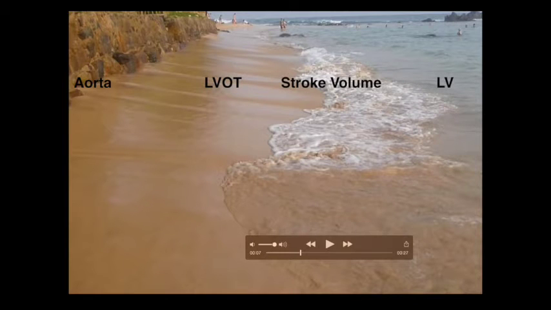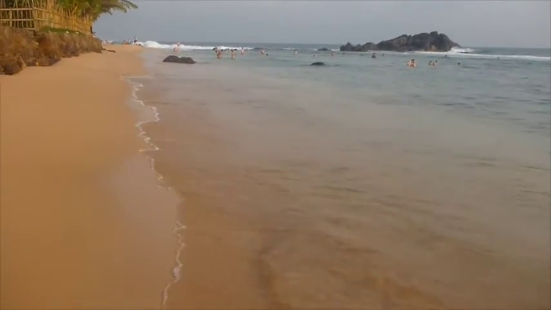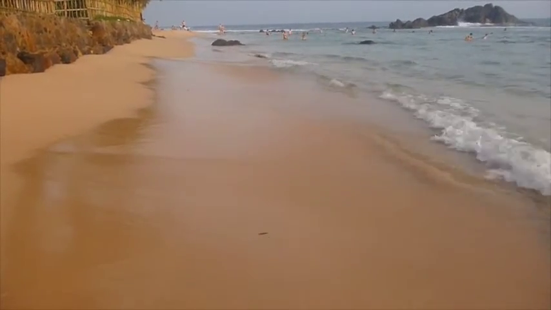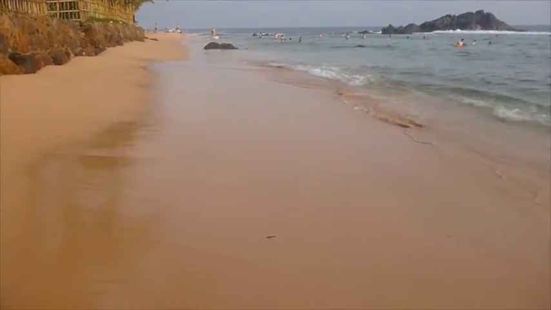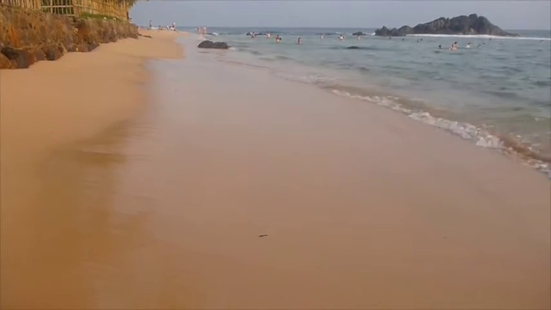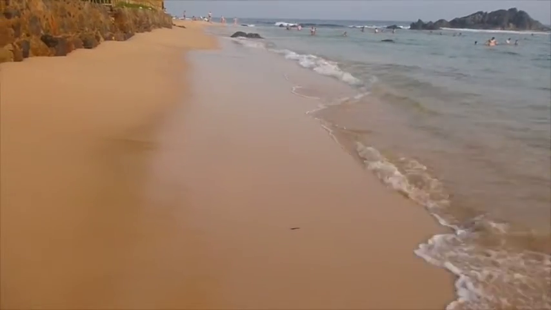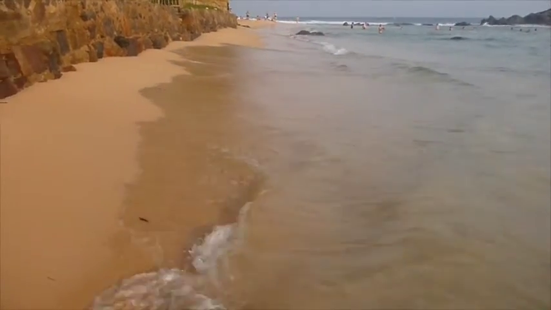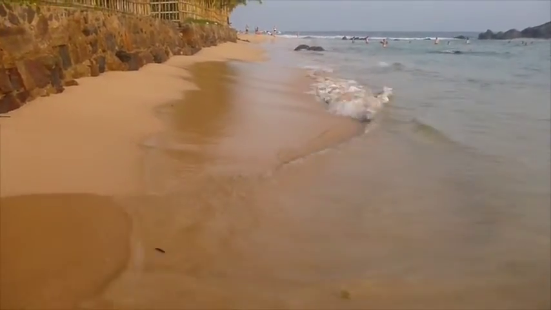So here's our oceanographic representation of the heart. We've got the left ventricle, which is the ocean itself, the stroke volume, which is the wave coming through, the outflow tract at the beach, and then the aorta is where that wall is. So in normal heart motion, we've got these lovely, smooth, gentle stroke volumes going through the LVOT up into the aorta, and then there's a reflected pressure wave which gently flows back, filling those coronary arteries.